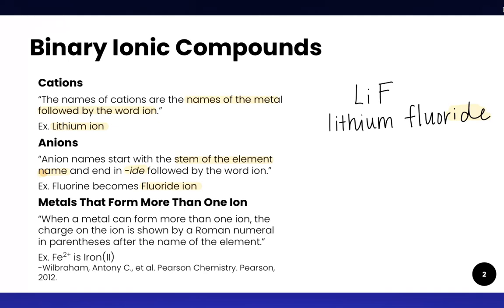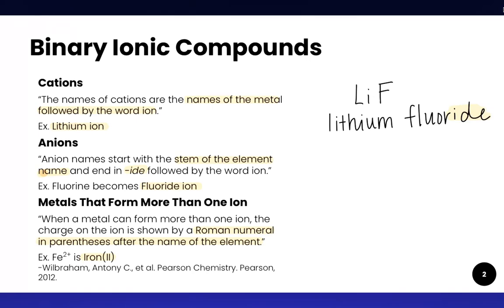Now, sometimes there are metals, specifically transition metals, that form more than one ion, and when that happens, there will be a Roman numeral in parentheses after the name of the element. So Fe2+ will be written as iron, and then in Roman numerals, in parentheses, 2.